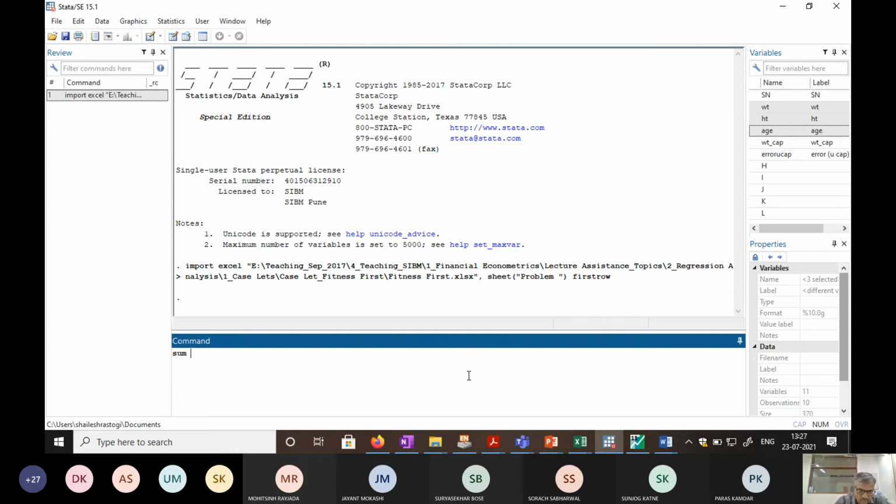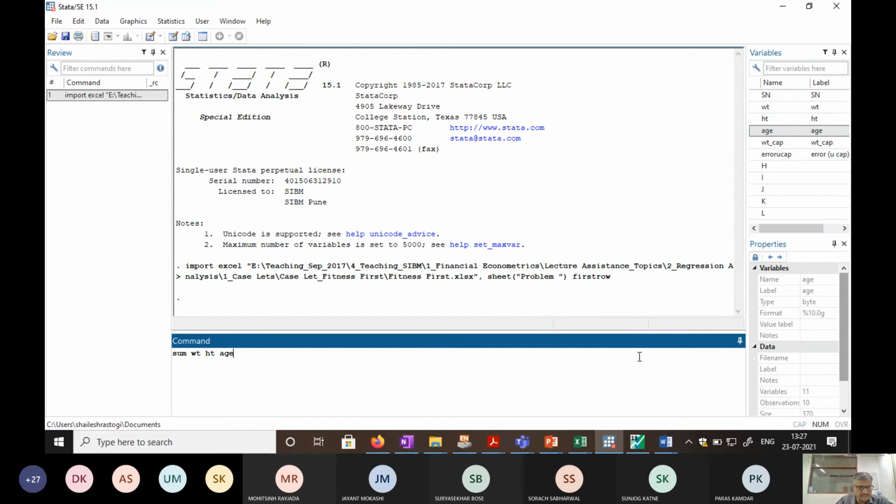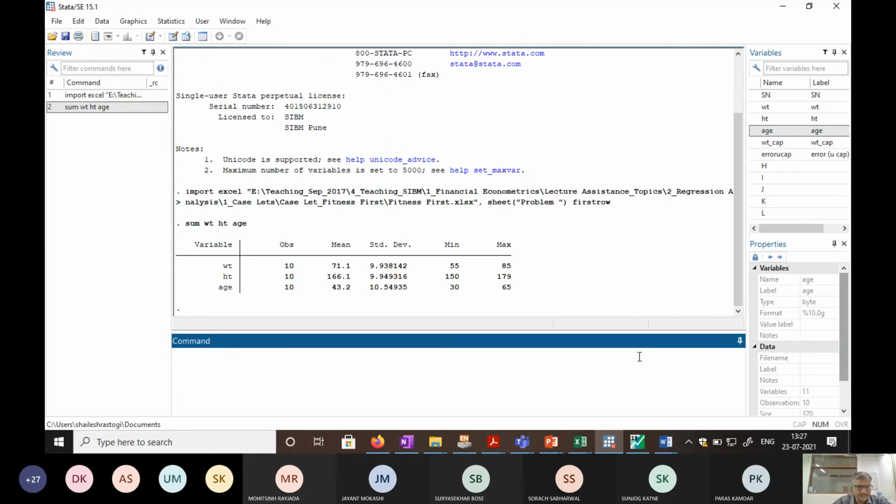I could have also written sum, one space, and gone to weight and clicked. As you're finding, I'm clicking, and it is coming. That is also a way when you have many variables; sometimes I do it that way. I've got weight, height, age. I'm just going to press enter, and I've got the elementary statistics.